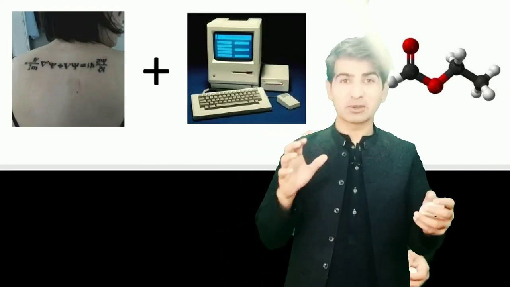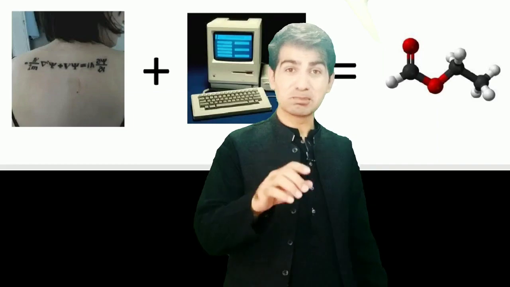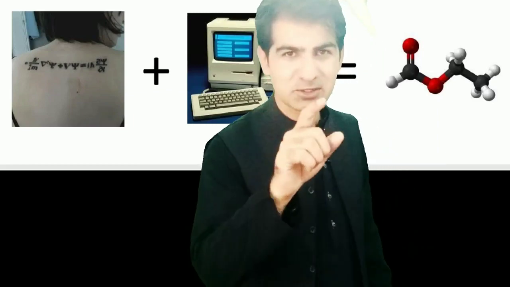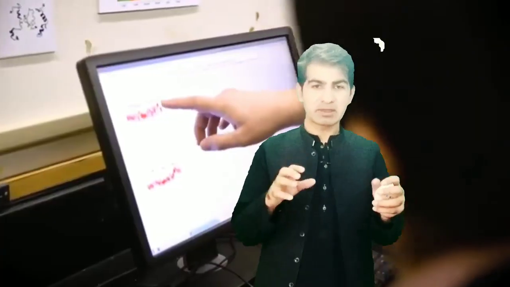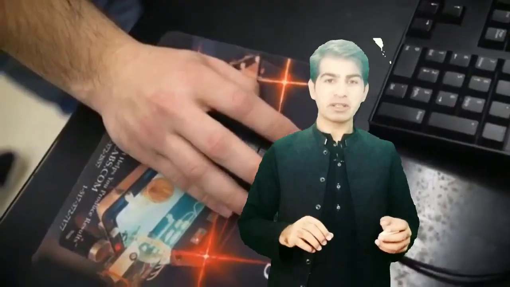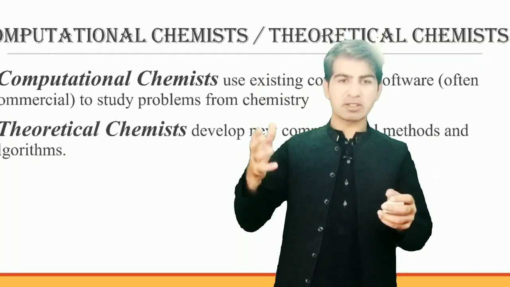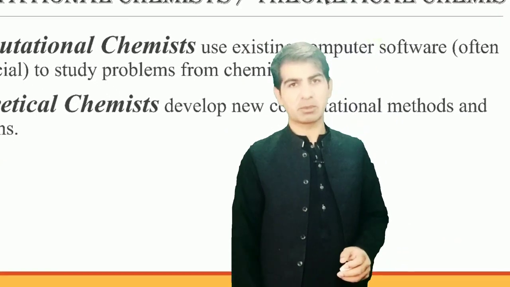If you want to be a very good computational chemist, you must know about the computers, and you must know about that specific field of chemistry. So theoretical chemistry is actually the mathematical description of chemistry. It is the development of algorithms and computer programs to predict chemical properties.